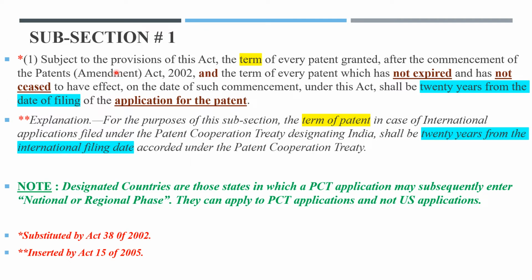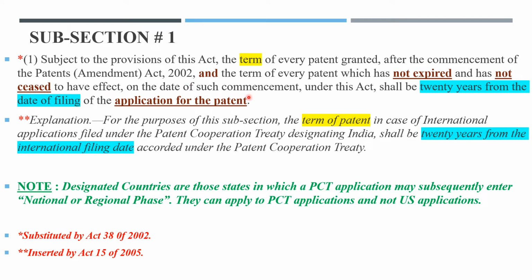Fine, because we can see here that subject to the provisions of this act, the term of every patent granted, that means a granted patent, after the commencement of the Patents Amendment Act 2002, that means after the beginning or starting of this Amendment Act, and mandatorily the term of every patent which has not expired, that means the patent should not have expired, and this is also mandatory, and the patent should not have ceased due to any other reasons. Okay, so we can say that we need an effective patent on the date of such commencement, that means this one.